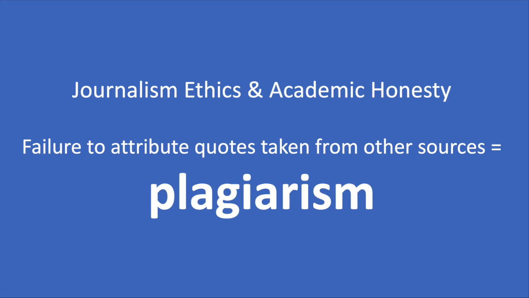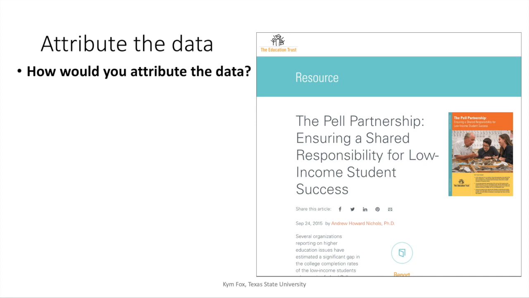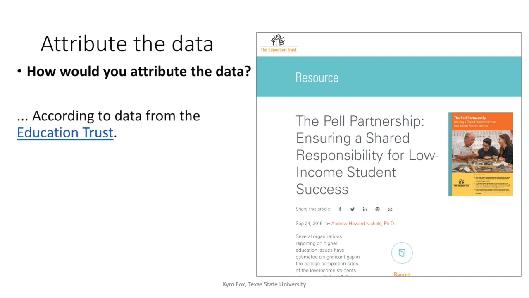Our audience needs to believe what we're giving them. And all we have is our credibility, right? So don't get caught with this. So how do you attribute the data? Also really important, right? So we've got all this data we're going to use, and we can't just throw it in there. So you might say, according to data from the Education Trust.